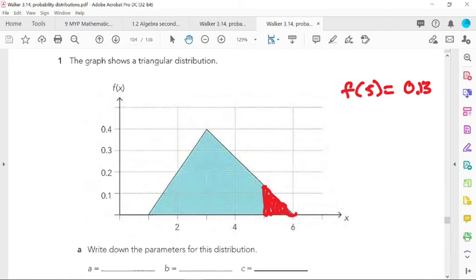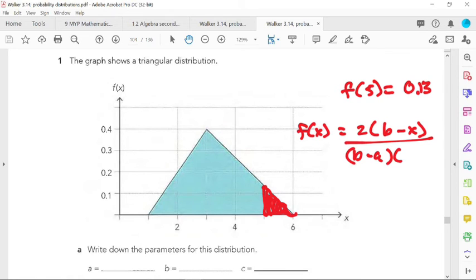Which side of the triangle are we on? The right-hand side. So is that the top one on your page or the second one? It's the second one. Can you read it to me? 2 bracket b minus x over b minus a, b minus c. And again, you don't have to memorize those. You just have to know how to use it. So let's just plug in the values.